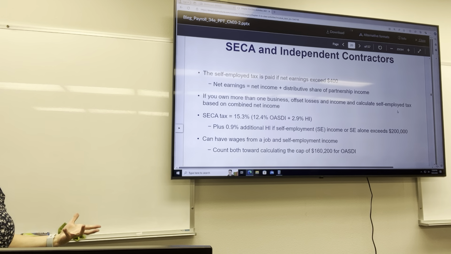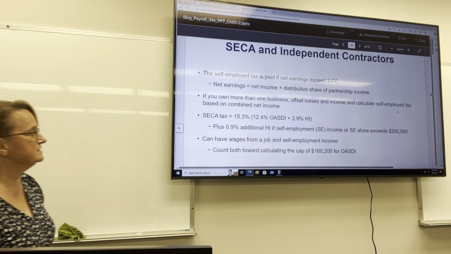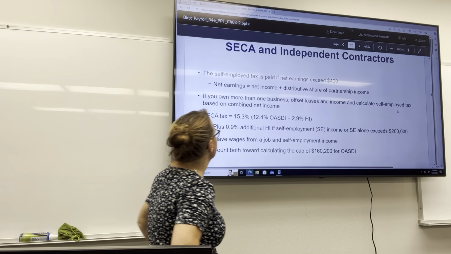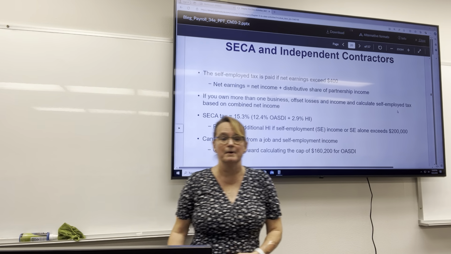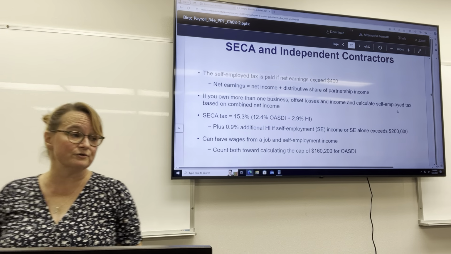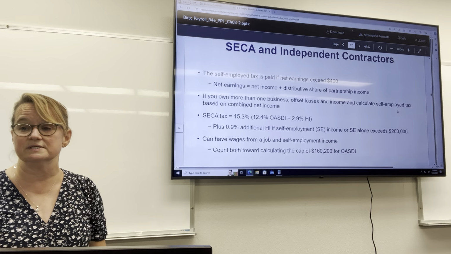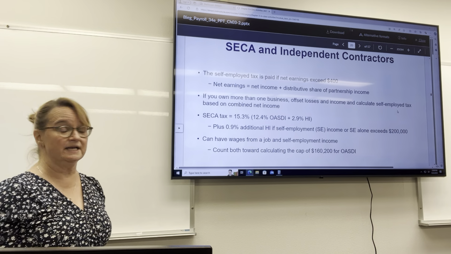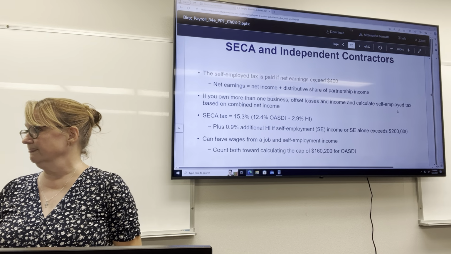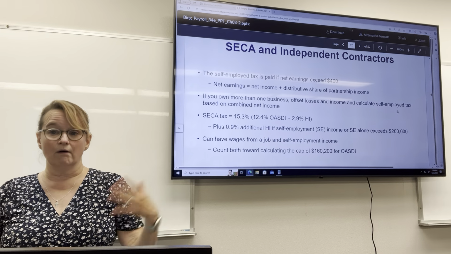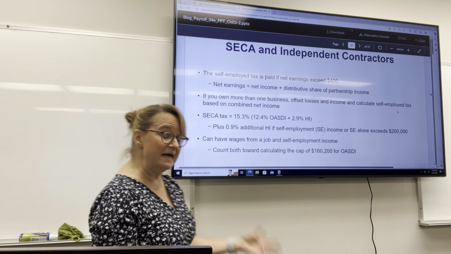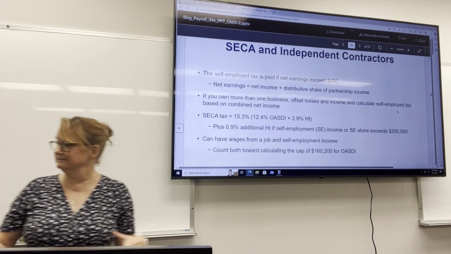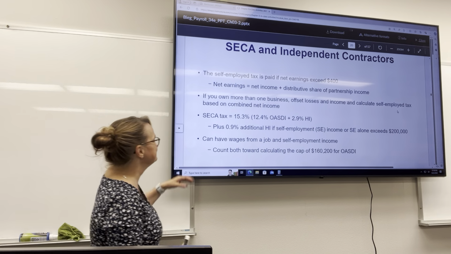If you own more than one business, you can offset the losses against the income and calculate the self-employment tax based on combined net income. That's pretty cool. If you have $100,000 of net income in one business, but you have a $50,000 loss in another business, now your net income is $50,000. So you can combine all of those together. So form as many businesses as you possibly can, but not just for tax purposes.